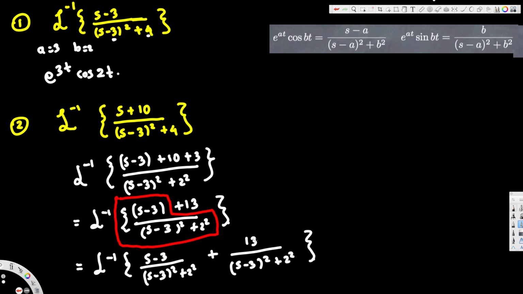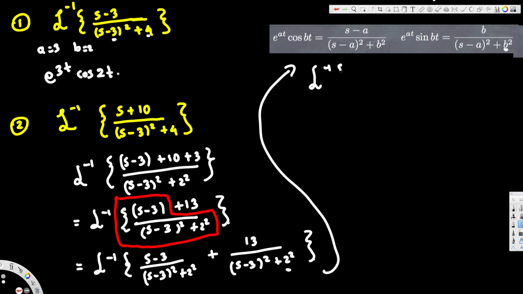Now the first one is perfect, but for the second one we have to do something. If you compare the second one with e^(at) sin(bt), it is exactly matching, because in the denominator we have these things. But the number we have to have on top is exactly the b value, which is 2. So to make this one 2, we can move this 13 to the front. Let's write this one here.